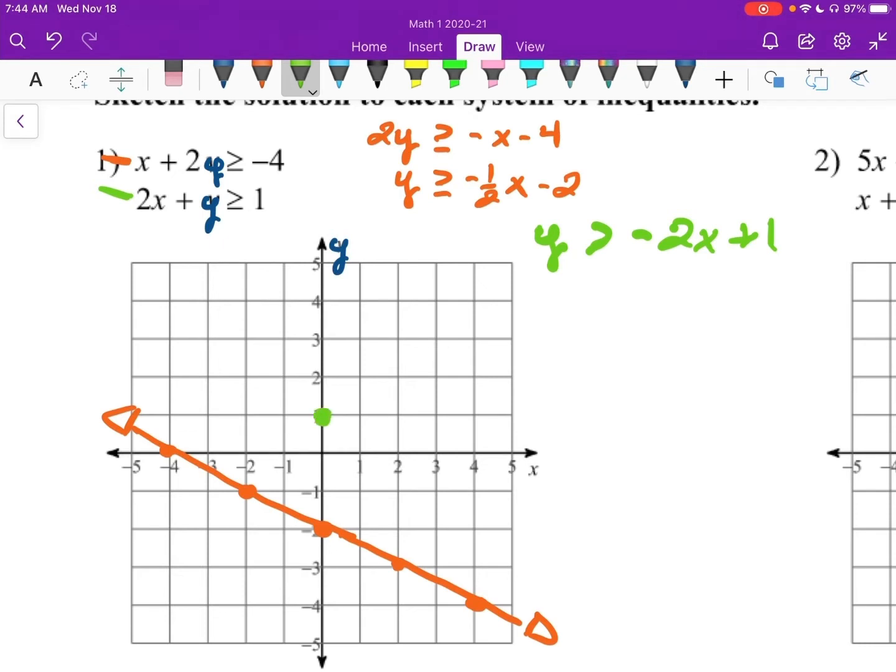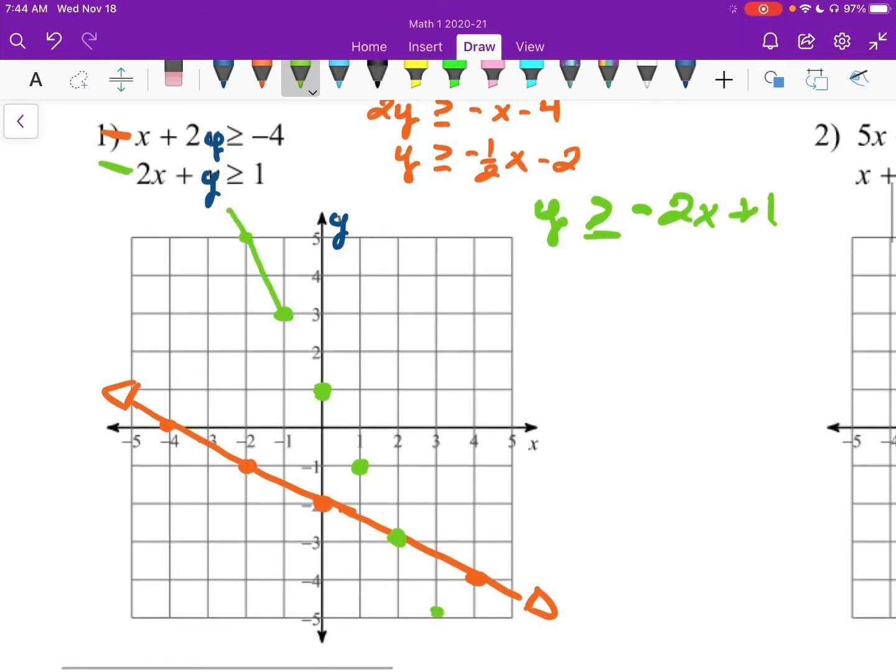Oop, and then I should have a little line under there. There it is. And my slope is negative 2, so I'm going to go down 2 and right 1, down 2 and right 1, or I can go up 2 and left 1. Again, this is a solid line because it is greater than or equal to.